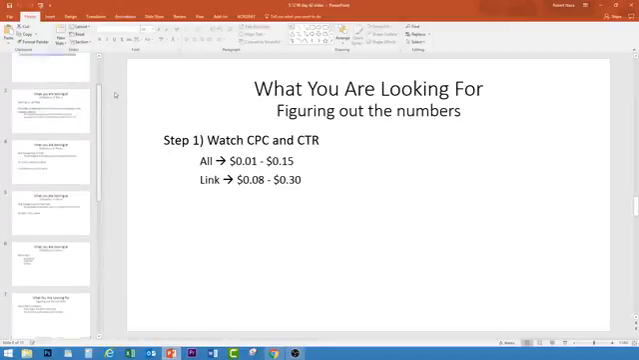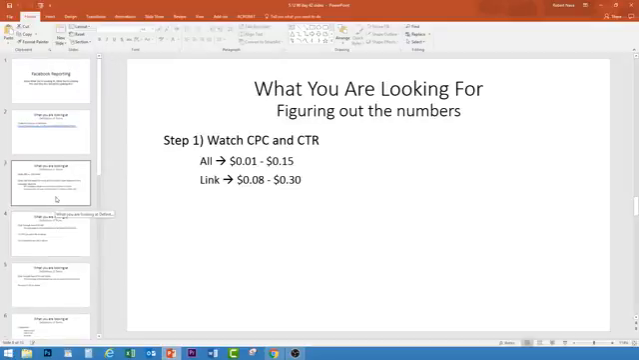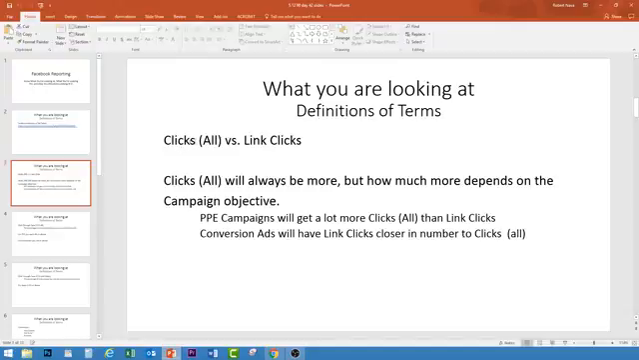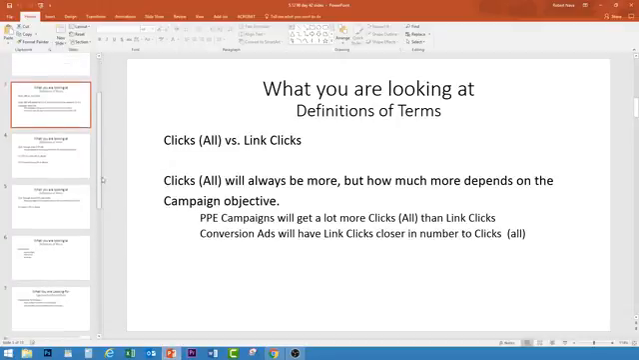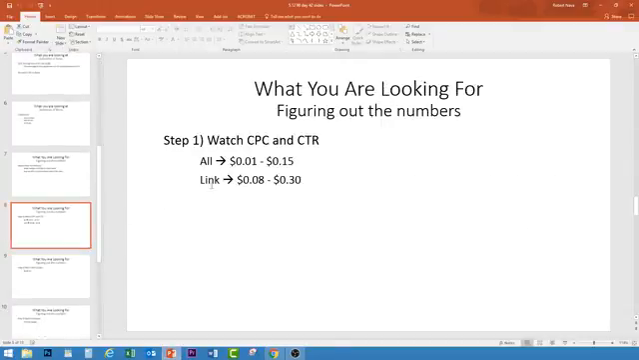Remember, we talked up here about your different types of clicks, right? We have link clicks and clicks all. Well, those numbers, how many clicks you have and how many link clicks you have, also have costs associated with them. When you look in your reporting, maybe you have 5 clicks, and those clicks cost you 10 cents apiece. You spent 50 cents and got 5 clicks, so you have a cost associated with your click.